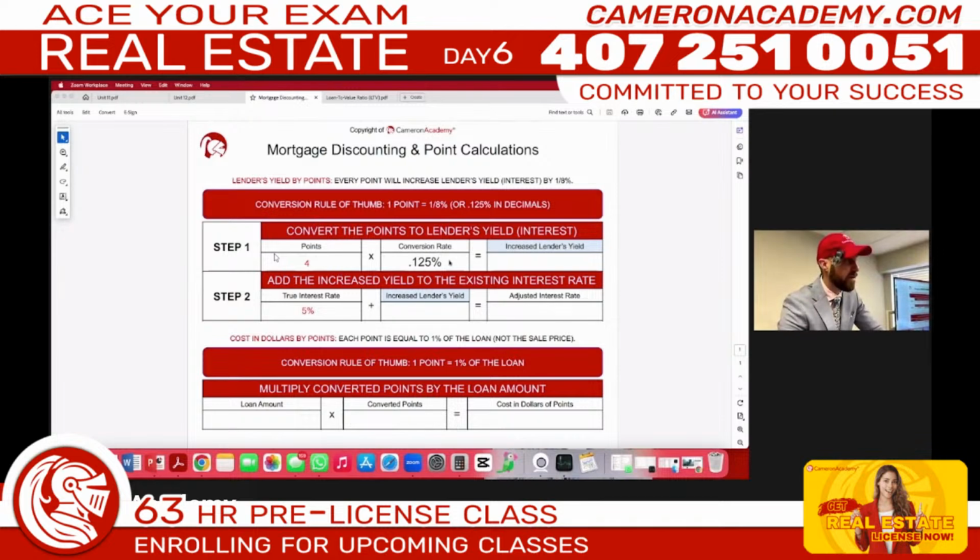Well, you have to convert it. Take the 4 points, multiply it by 0.125. That's the same thing as 1/8%, by the way. This is just decimal form. It's the same thing as 1/8%.